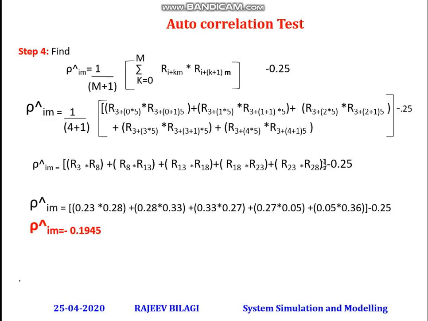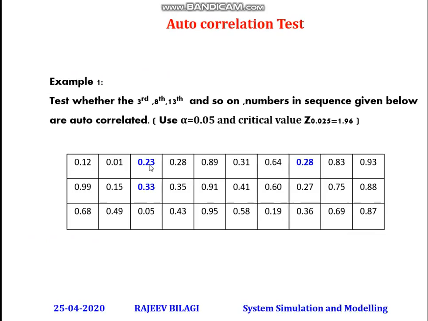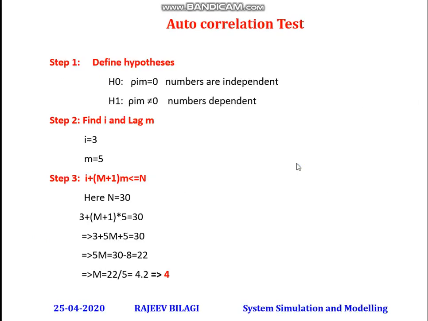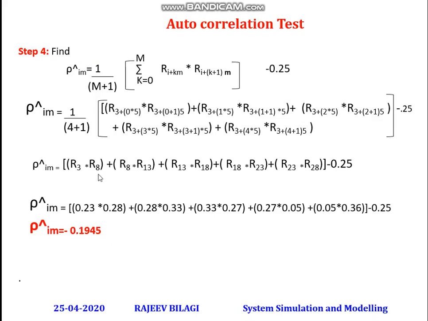So now I have done with this minus 0.25. Now you find out the different numbers in the given list, like R3, which is in the third place. So that is 0.23. So now R8, 8th place, you find out 4, 5, 6, 7, 8, that is 0.28. So like this, you find out all the different sets of random numbers. Okay. Now you will get the value as 0.23 into 0.28, plus 0.28 into 0.33.